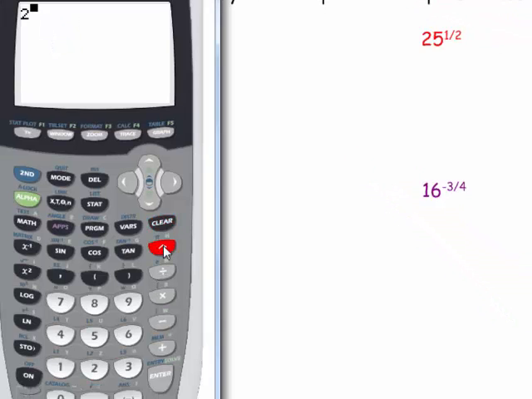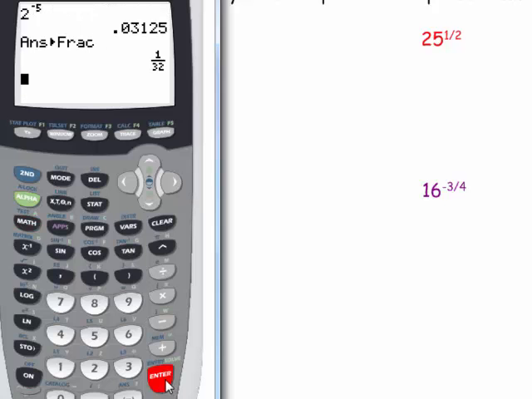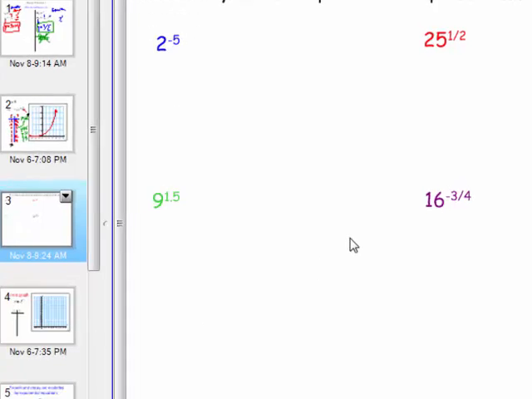2 to the, so now I have to use this caret button all the time, negative 5th power. And I get a decimal. I don't like decimals. Let's go to a fraction: math, change to a fraction. 1 over 32.